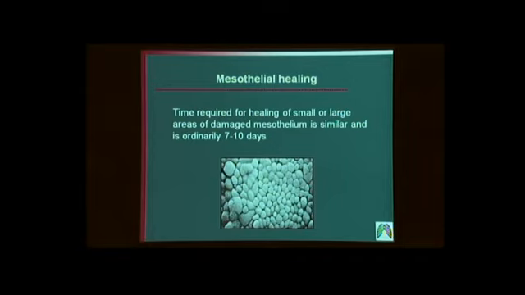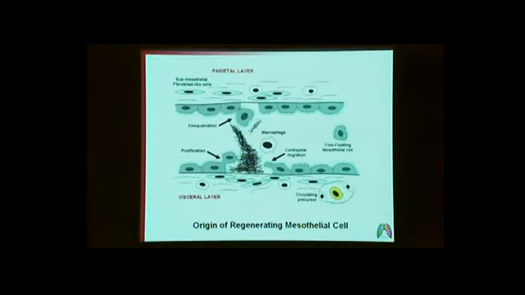Now, very interestingly, mesothelium is very different to other epithelial-like surfaces. Epithelium heals normally by centripetal migration: cells at the edge of a wound move to the center of the wound. If that occurs, you would expect a large wound to take much longer to heal than a small wound. But mesothelium is different. The time required for small or large wounds is about 7 to 10 days, irrespective of the size. That means cells are not just coming from the edges inwards; they must be coming from somewhere else. And this diagram suggests possibilities.